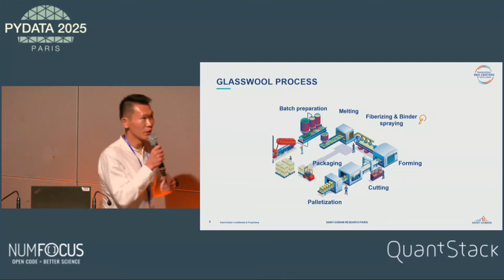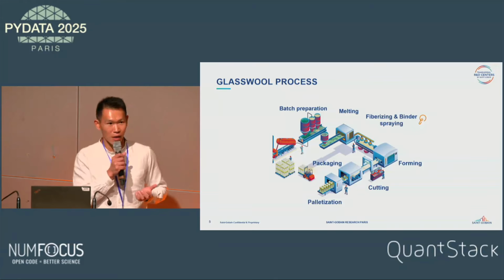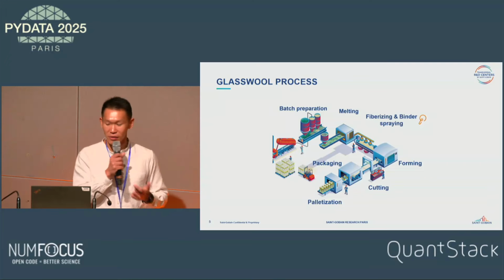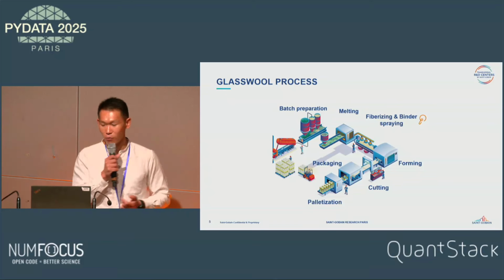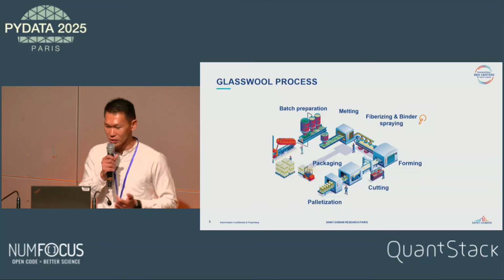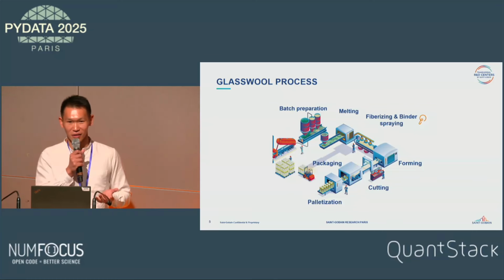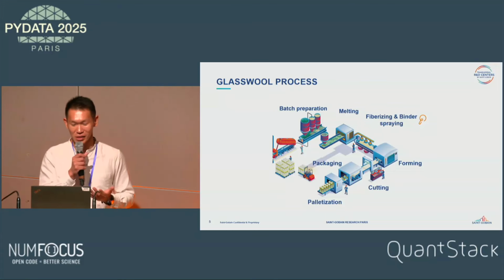So now you know about the Glasswool, but how do we make Glasswool? So first, we mix the raw materials, the sand, the cullet, soda ash, and limestone, and we melt it to a temperature of 1,450 degrees Celsius. And the next step is very much like making cotton candy. But instead of spinning sugar, we are spinning glass.